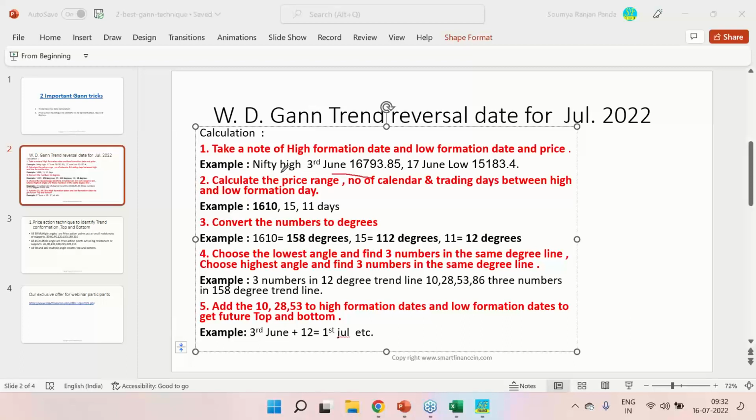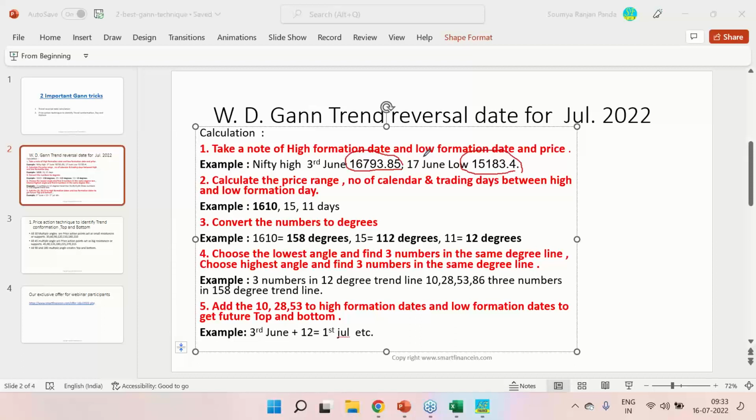So I found out, say, for last month, June, the Nifty spot. Here I am taking this Nifty spot level. On 3rd June, it made a high of 16,794. Then on 17th June, it made a low of 15,183.4. So this is the high and low that have formed. Which are the days it has formed? I found out. Now I have to do some calculations.